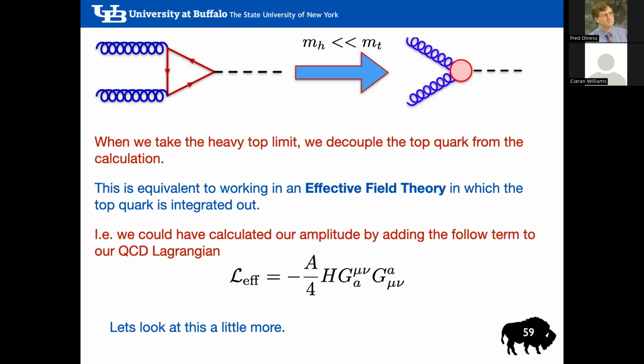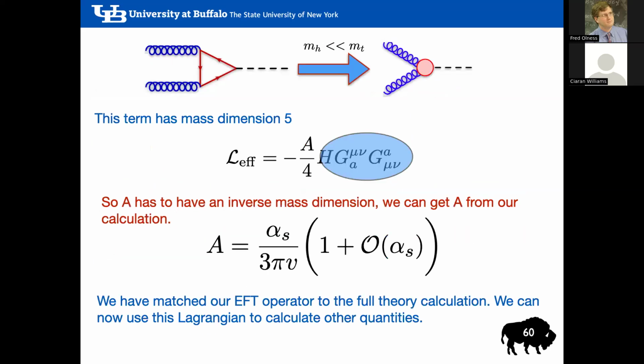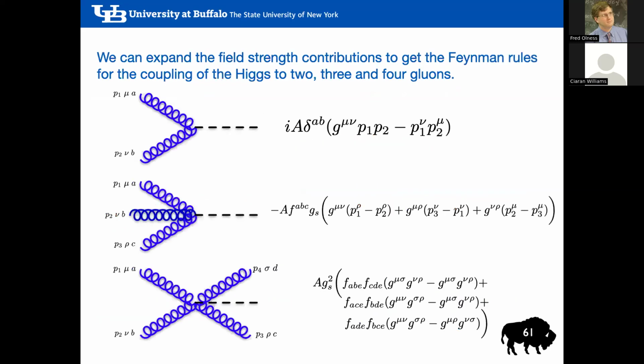So why would we want to do that, right? The top is not infinitely heavy, and the Higgs is not much, much lighter than the top. So why would we want to do that? Well, before we do that, we have to get to what A is. We get that from our calculation, right? We already know what A is. We just calculated it. So we know it's 1 plus something else. Good. So why would we want to do it?